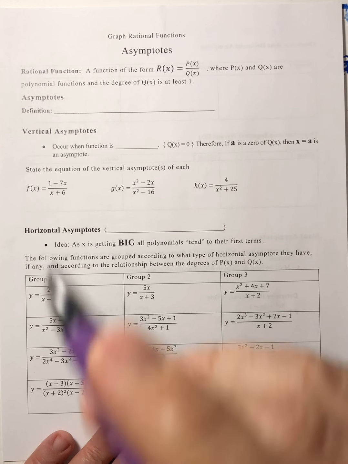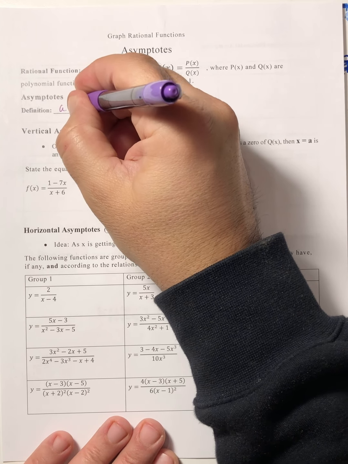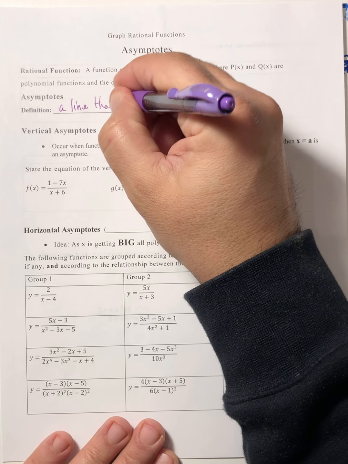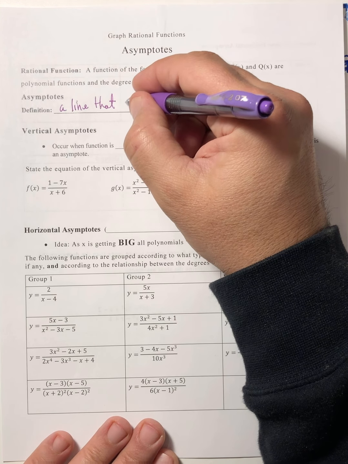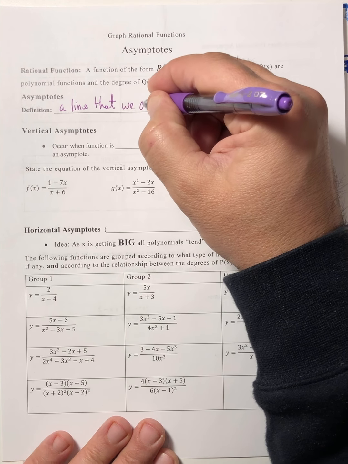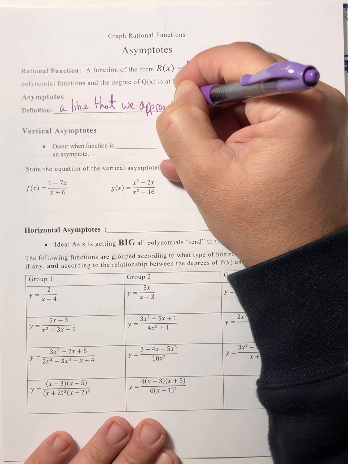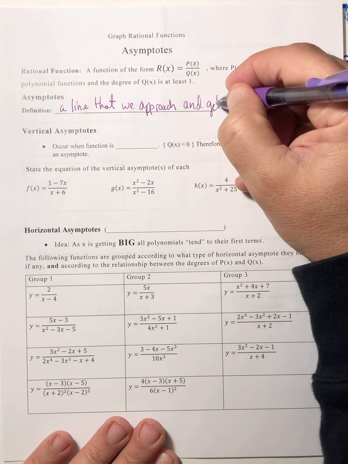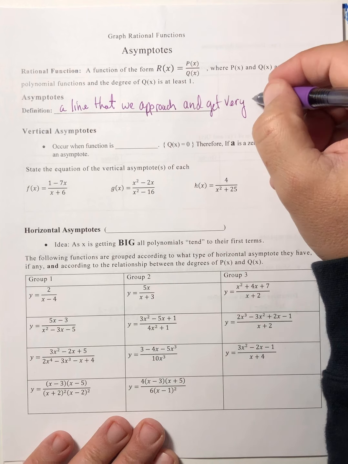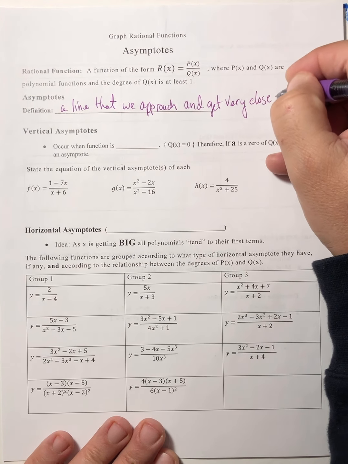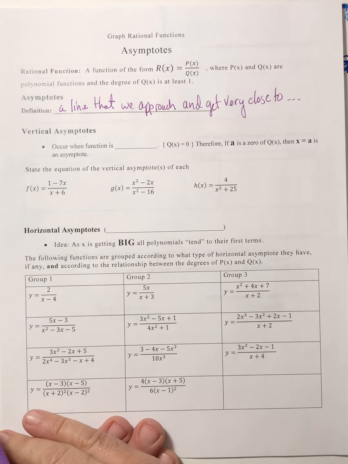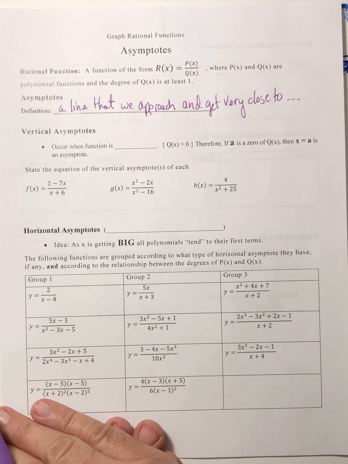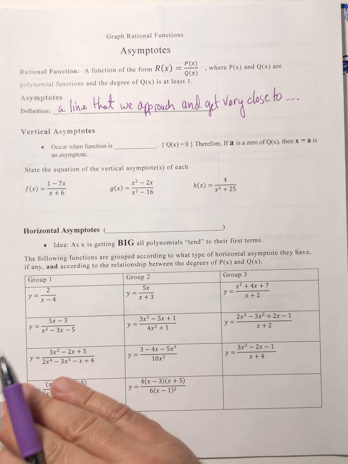So the definition of an asymptote: it's a line that we approach and get very close to. Now, there are some asymptotes that we never hit or never cross, and there are other asymptotes that we can cross.